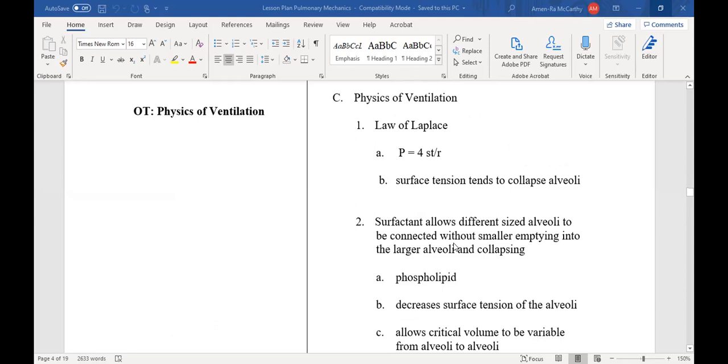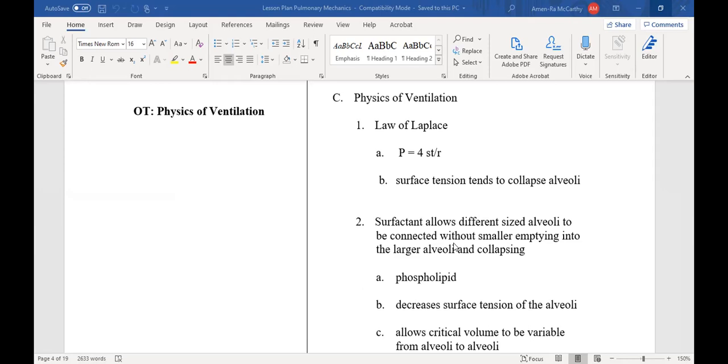Now, physics of ventilation. This is the law of Laplace. P equals 4st over r. Don't have to remember that formula. Just need to know the law of Laplace says surface tension tends to collapse alveoli. If you have a big alveolus next to a small alveolus, it's going to suck it shut if you don't have surfactant. Surfactant allows different size alveoli to be connected without the smaller one emptying into the larger one and collapsing.